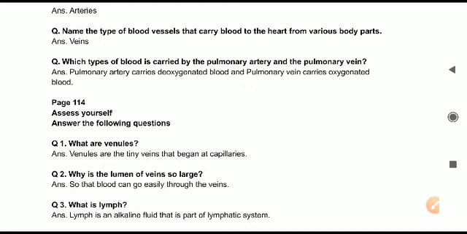Next question, which type of blood is carried by the pulmonary artery and pulmonary vein? The answer is, the pulmonary artery will carry deoxygenated blood, that is, blood having more carbon dioxide. And the second thing, the pulmonary vein carries oxygenated blood that contains more oxygen.